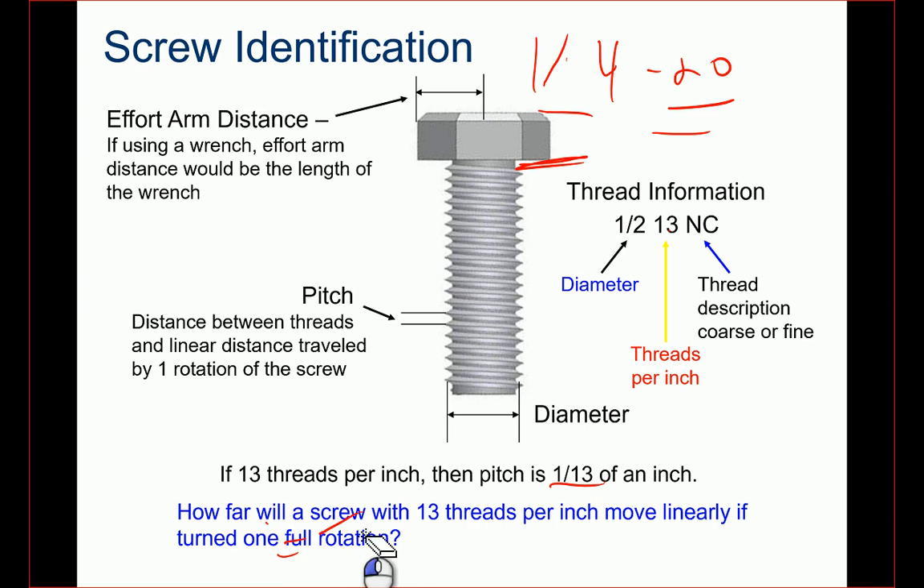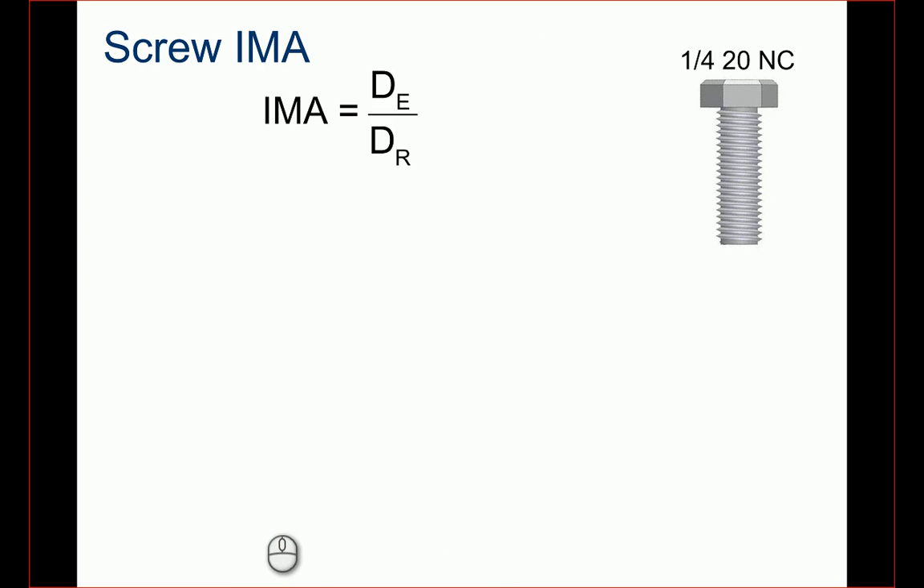How far will a screw with 13 threads per inch move linearly if turned in one rotation? Well, 1/13th of an inch. All right, mechanical advantage of a screw. Hey, look, a quarter 20. That means in 1 inch, I'll have 20, and the pitch would be 1/20th. That is the distance between here and here, 1/20th of an inch. Okay, which is what, 5/100ths of an inch, something like that.